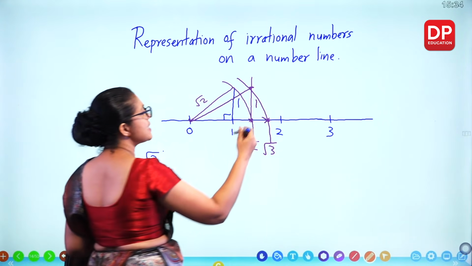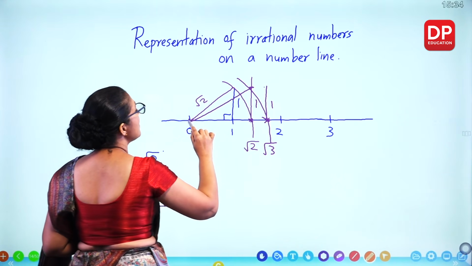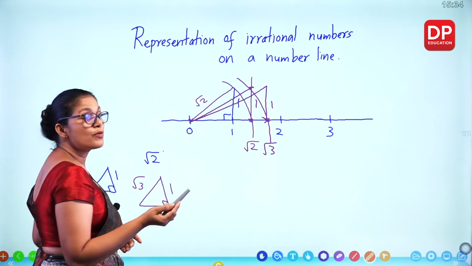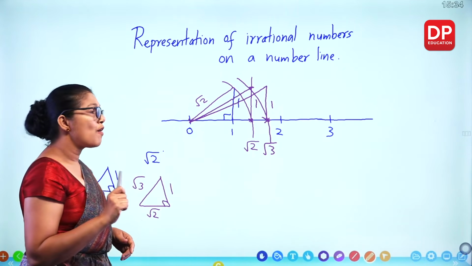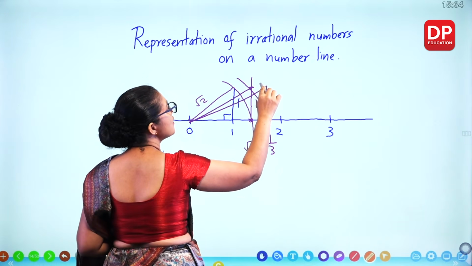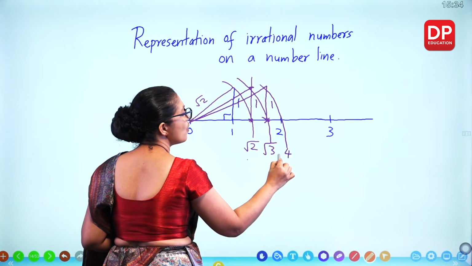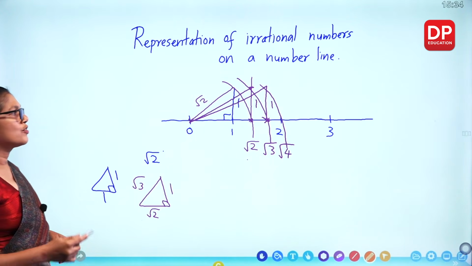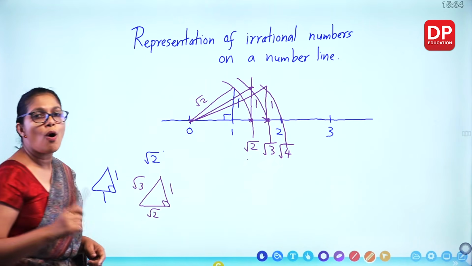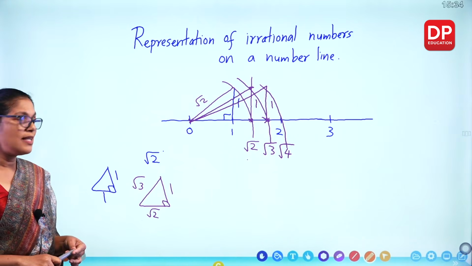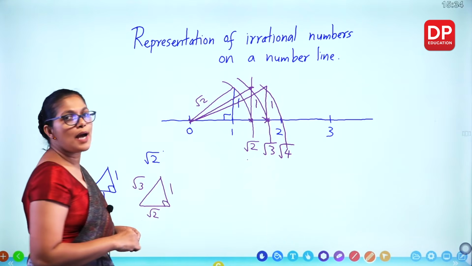So you can repeat the same thing again and again to get the root values of any irrational number. Here we can find the square root of any whole number. When you draw the arc, this should pass through 2, because root 4 is equal to 2. So using this method, you can find any value on the number line, whether it's rational or irrational, any number you can draw on this number line.